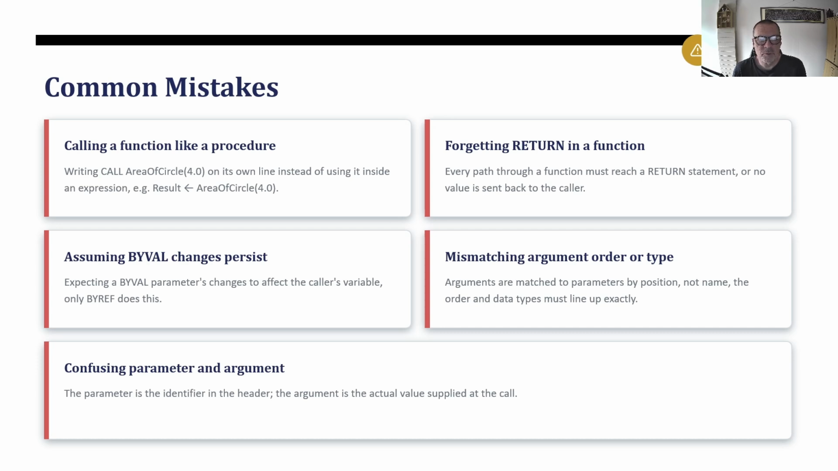And know the difference between parameters and arguments. A parameter is an identifier that's specified in the header and used like a variable within the subroutine, whereas the argument is the value that you're going to pass into the subroutine. Okay, that's the end of 11.3.